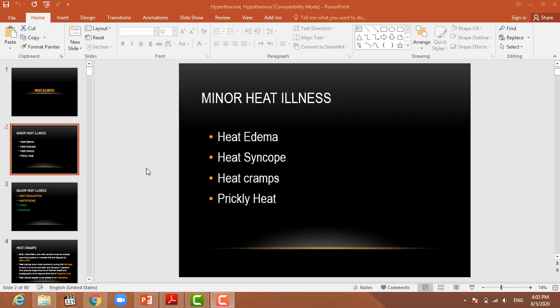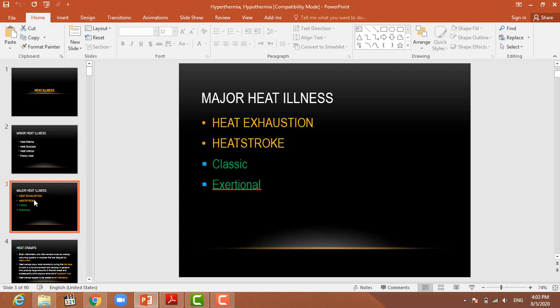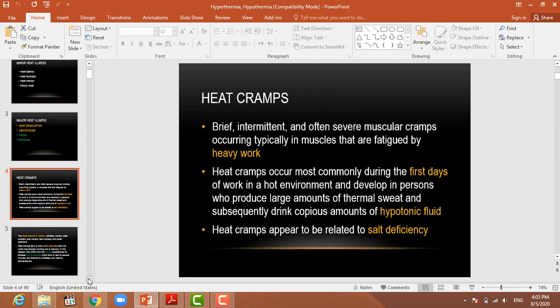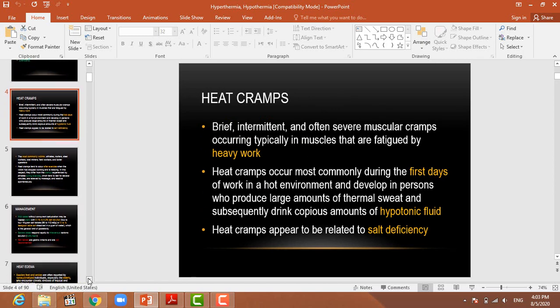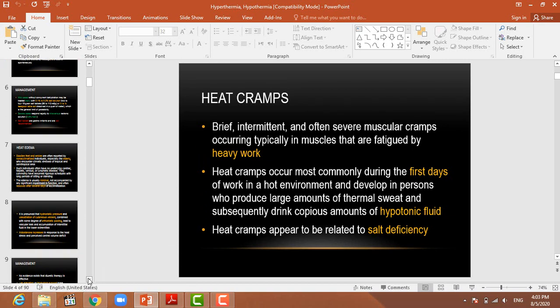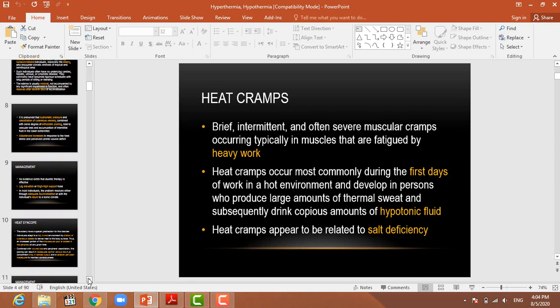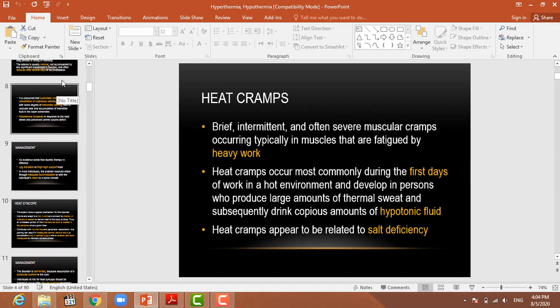Then we move to the major illnesses which are concerned with skin body temperature. These are mainly heat exhaustion and heat stroke. Heat stroke is further divided into classical heat stroke and exertional heat stroke. These are two different things. Heat exhaustion is basically due to two reasons. Whenever there is water depletion or volume depletion, or whenever there is sodium depletion, both of them can lead to heat exhaustion.